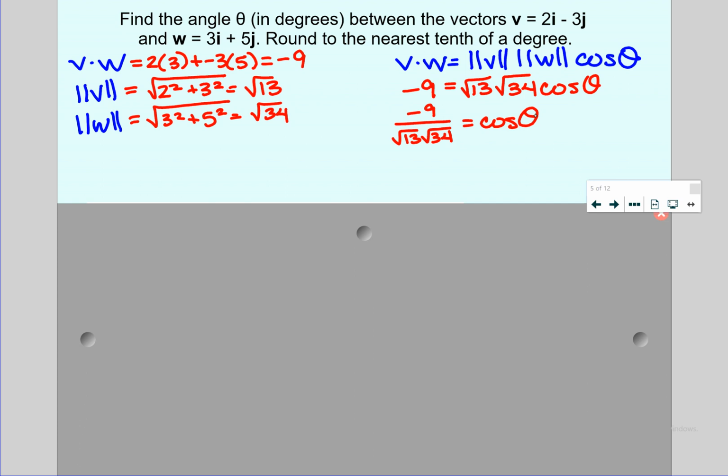And then what would you do to solve for theta? Inverse cosine. Okay, so that's the formula with the inverse cosine that you thought was so crazy. This is it. It's right there. So that's what you're going to type in your calculator now. And you're just going to round to the nearest tenth.